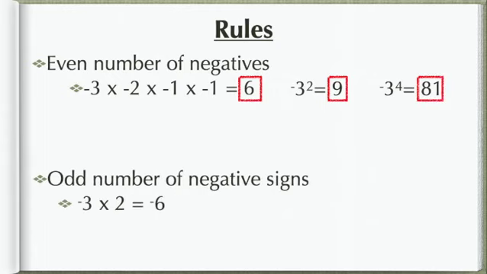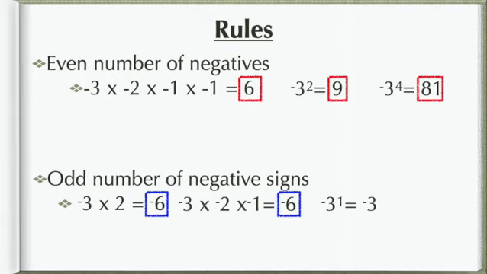Here are some examples of an odd number of negative signs. So if only one of your factors is negative, then your answer is negative. And if you have 3 factors that are negative, because 3 also is an odd number. Negative 3 times negative 2 is positive 6. Positive 6 times negative 1 is negative 6.